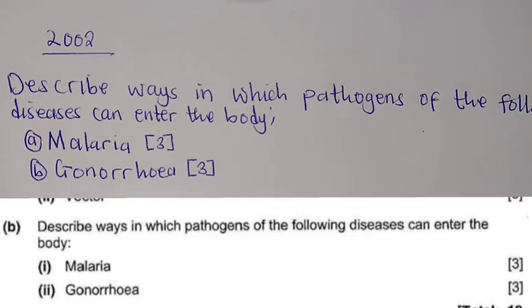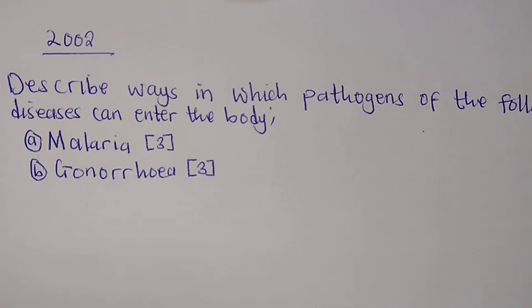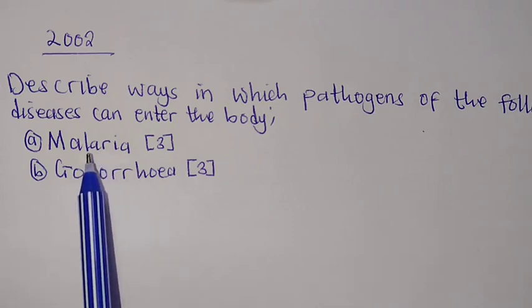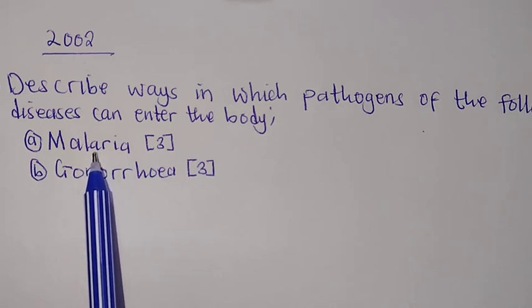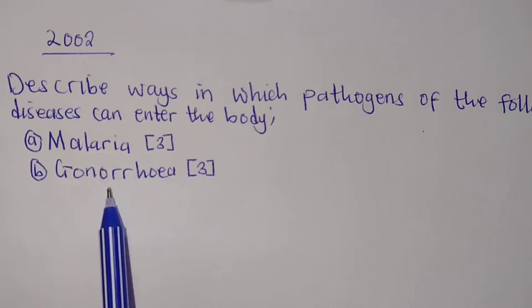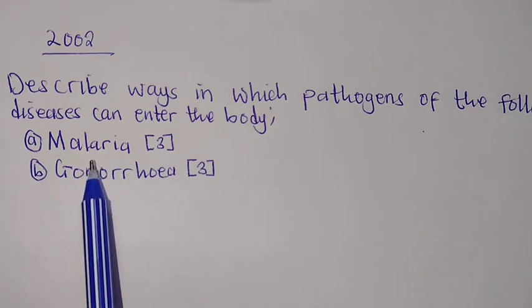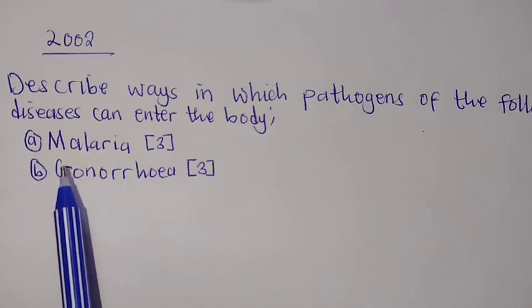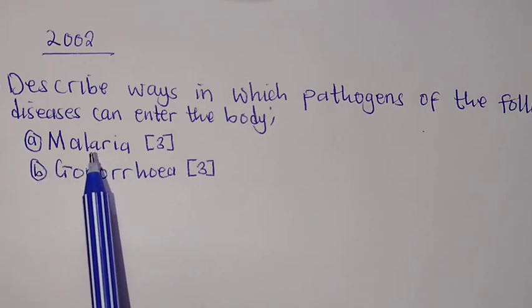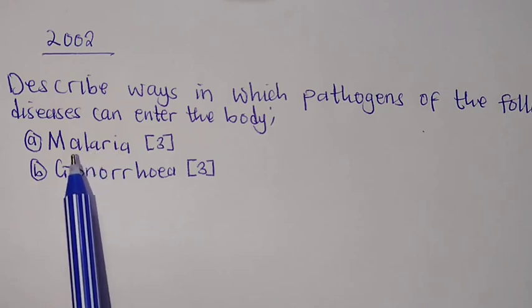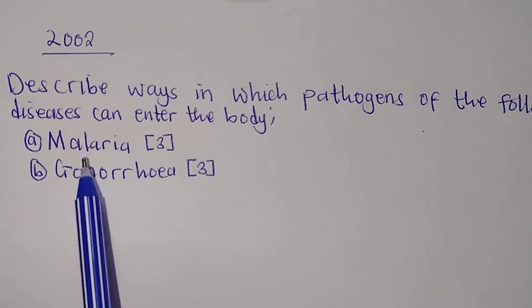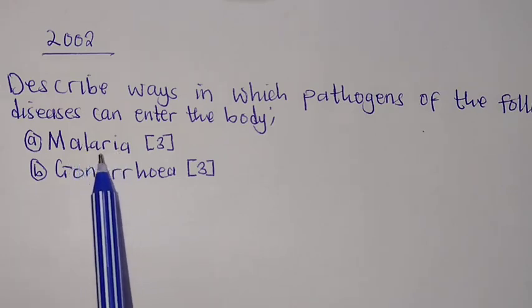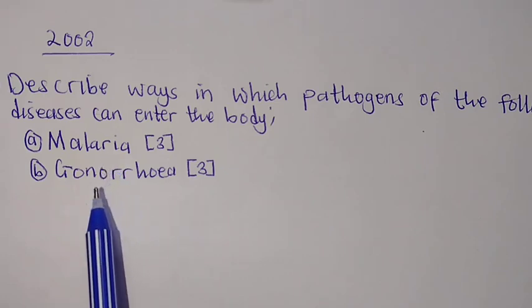Okay, so first of all, we are going to start by defining what a pathogen is. So pathogens, these are disease-causing organisms. They cause the diseases. So you need first to know the pathogen that causes malaria and the one that causes gonorrhea. When you identify them, then you can describe ways on how they are being transmitted into the body of an organism. So here, the pathogen for malaria is called the Plasmodium.